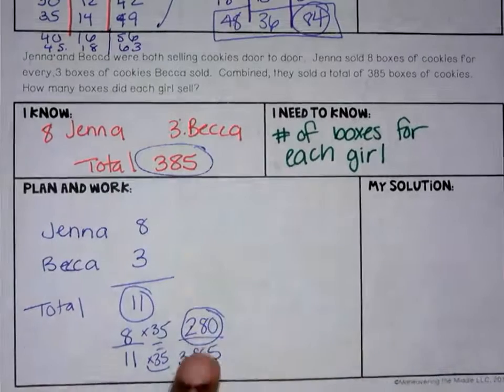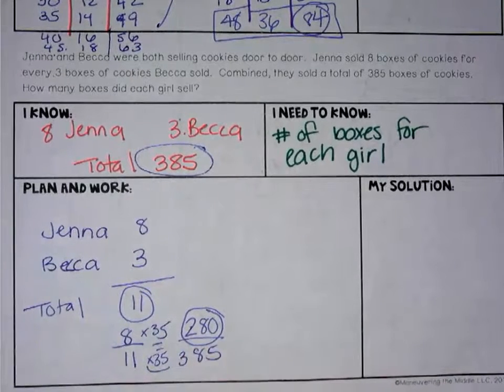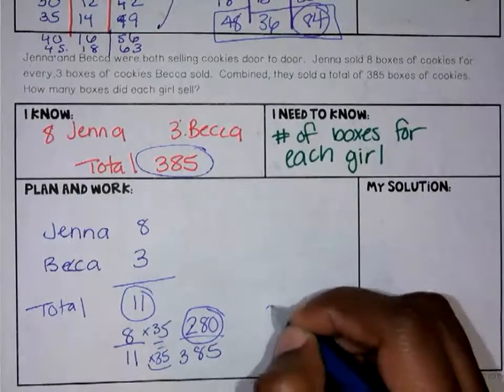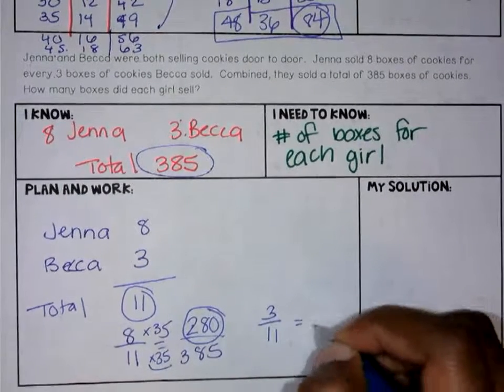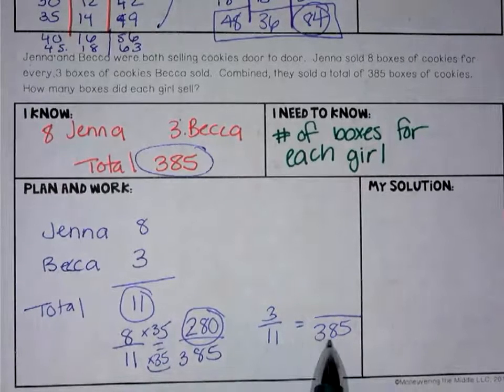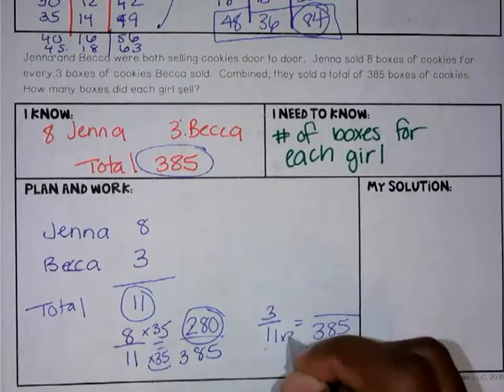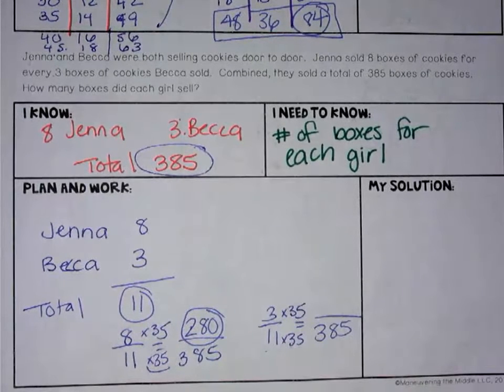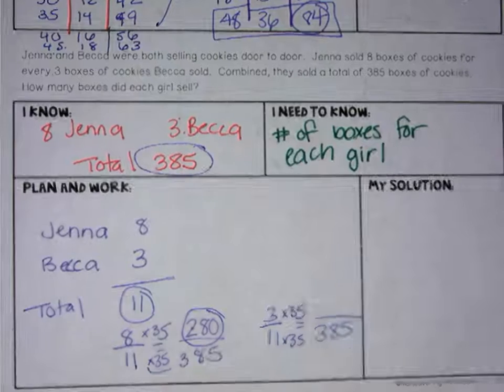So Jenna sold 280. Now you have to go and do Becca. Becca is 3 over 11, and you know your total is 385. You know how many times it takes to get to 385 by 11, which is 35. You do top and bottom: 35 times 3 is 105.